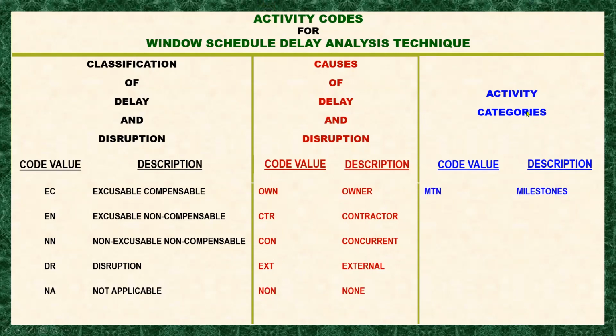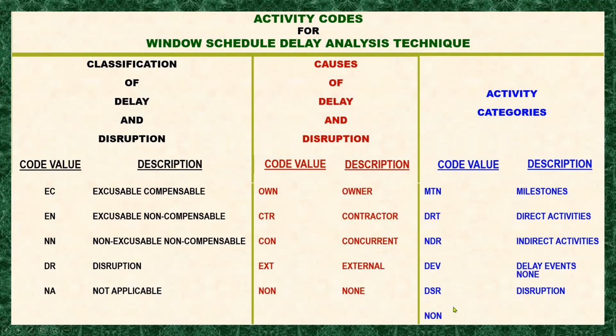Under the activity categories, we have MTN for the milestones, DRT for the direct activities, NDR for indirect activities, DAV for the delay events, DSR for the disruption, and NON for none.